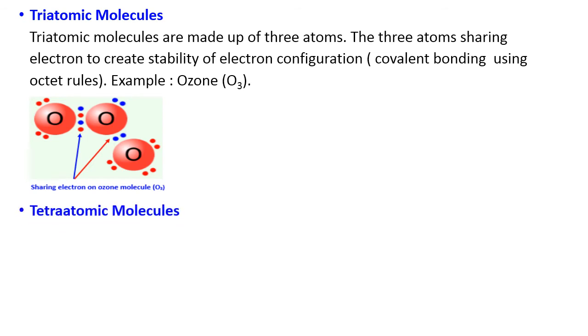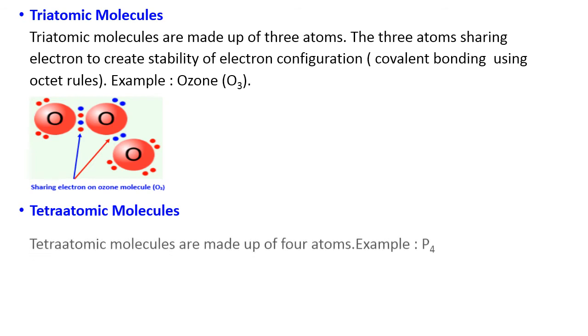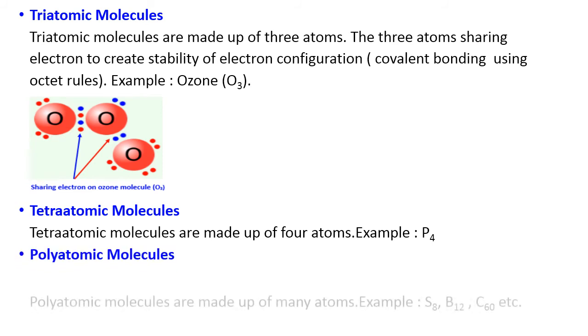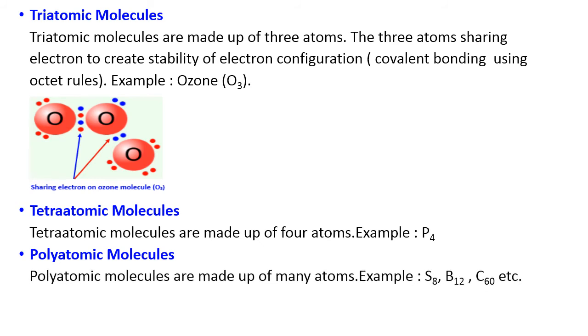Now, tetraatomic molecules. Tetraatomic molecules are made up of four atoms. An example of tetraatomic molecules is P4. Last, polyatomic molecules. Polyatomic molecules are made up of many atoms. Examples of polyatomic molecules are S8, B12, C60, and etc.